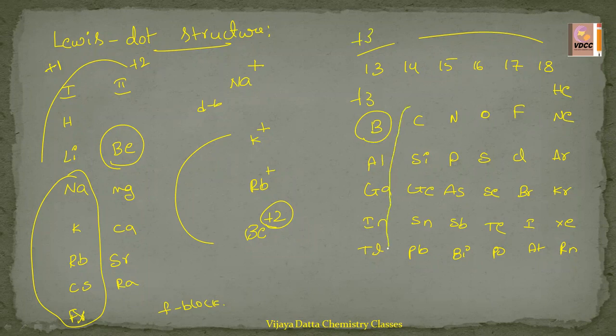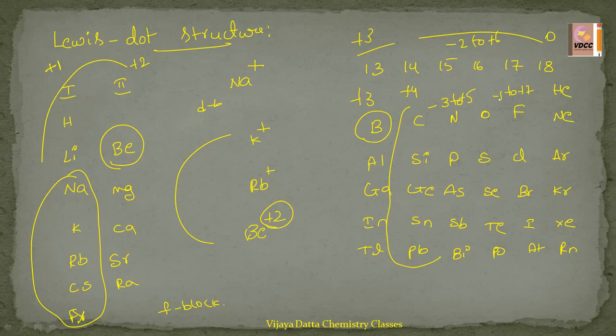Coming to carbon, silicon, germanium, tin, lead, they can show +4 to -4. The nitrogen family can show -3 to +5, so variable valencies can exist. Oxygen, if you see, shows -2 to +6. Coming to the 17th group, -1 to +7. The 18th group is 0. How did these valencies come about?